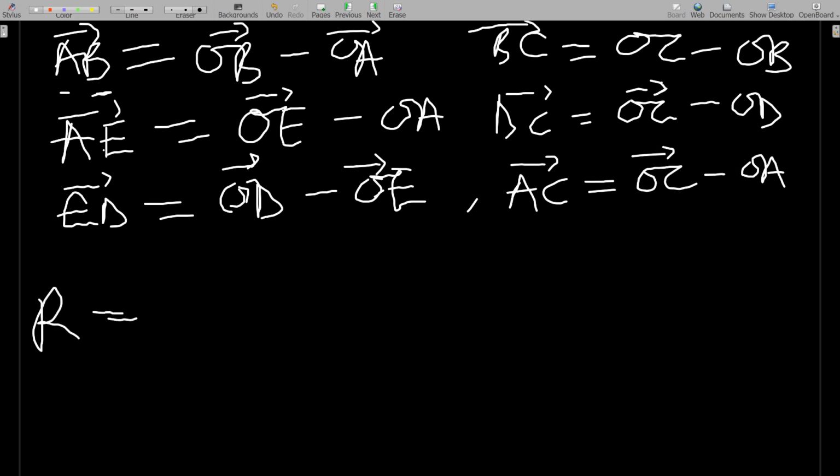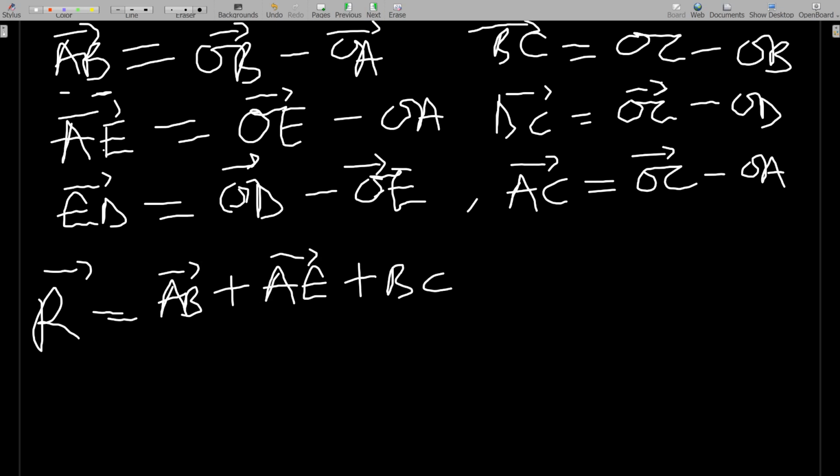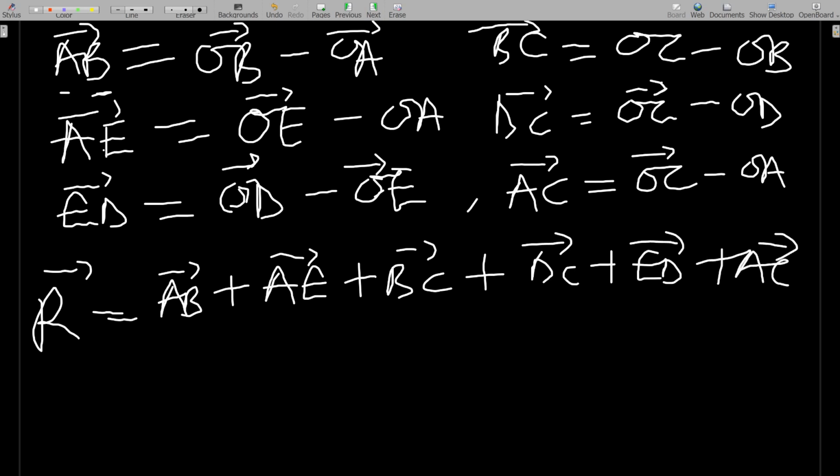We said the resultant force is the sum of all the vectors given in the question. So it's the sum of AB plus AE plus BC plus DC plus ED plus AC. But then we've written AB and the rest in terms of their position vectors, so let's write the sum in terms of those position vectors.